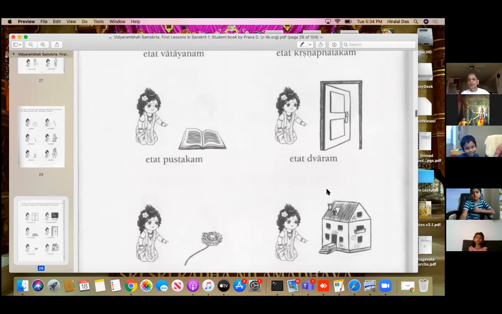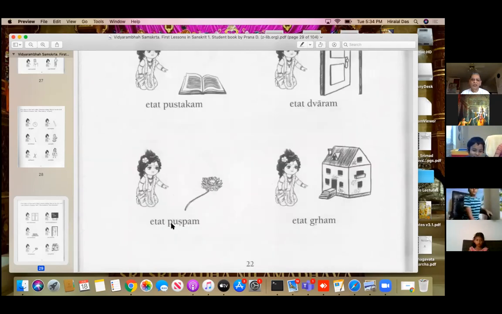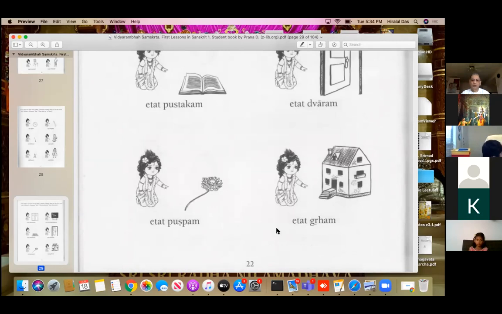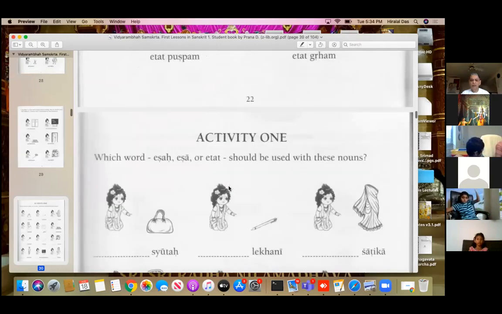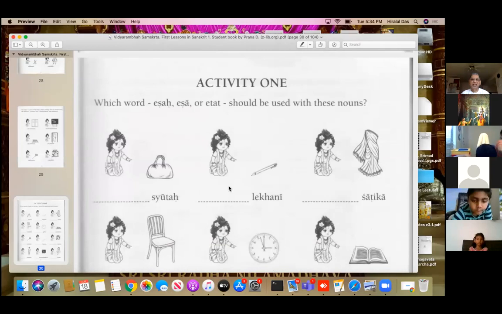So the more vocabulary you know, the more you can communicate. You have to remember that. Etat puspam asti. This is a flower. Etat gruham asti. This is a house. So you see, all names end with m, they are neuter. And we use etat for every one of them. Gruham, puspam, pustakam, etat dwaram, like that. So now we'll do this activity here.